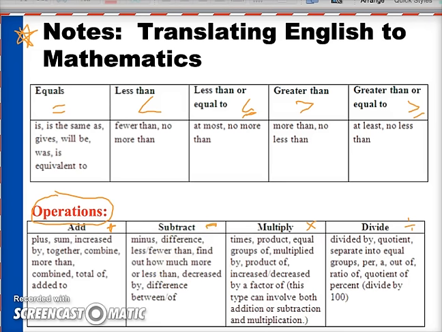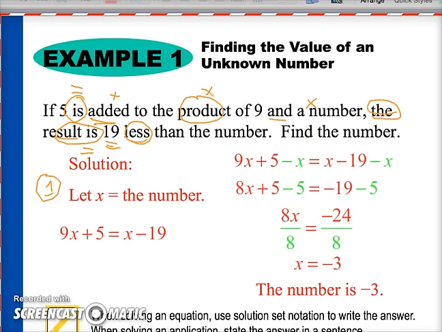So then I go back and I say, okay, here's the operation here. The operation less than the number. So that means 19 less than whatever number I have. So I'm going to take the number and subtract 19 from it. So here's my equation. So now I am ready to solve.